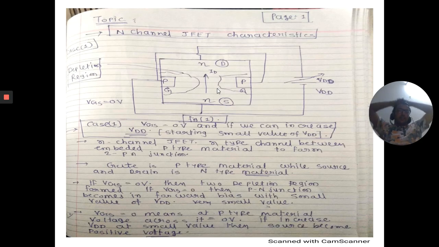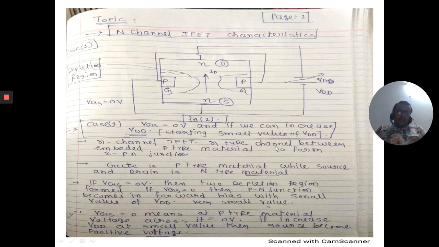Now see the N-channel JFET characteristics. See here VGS, see my position of cursor. VGS can be connected with a short circuit. So for the N-channel JFET with VGS equal to 0 volt, if we increase VDD, starting from a small value of VDD, VGS equal to 0 volt means the P terminal has 0 volt, and the N terminal present here is also at 0 volt. But here, due to positive voltage, the reverse bias voltage is increased.